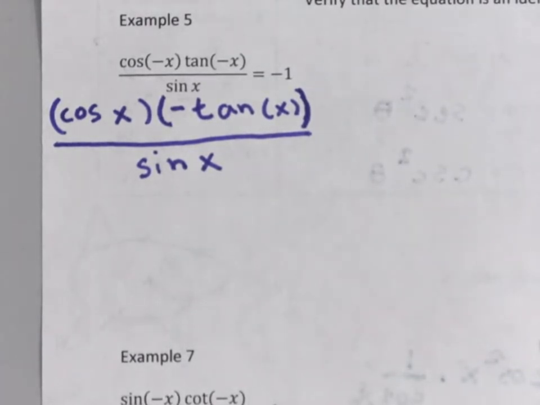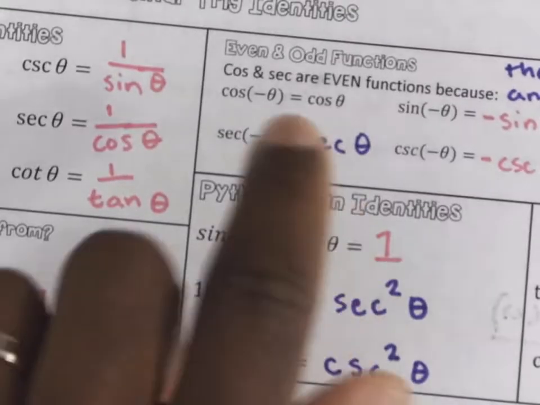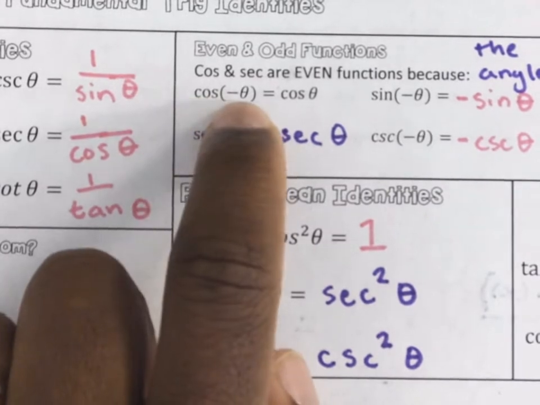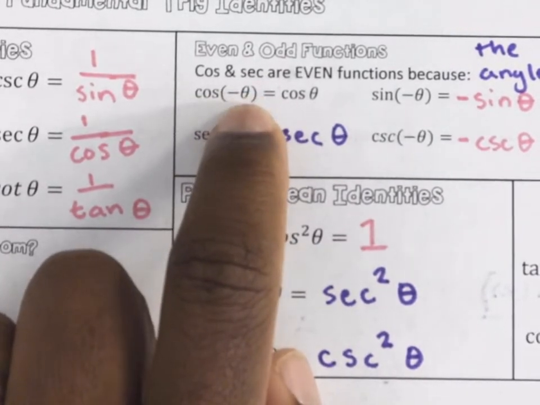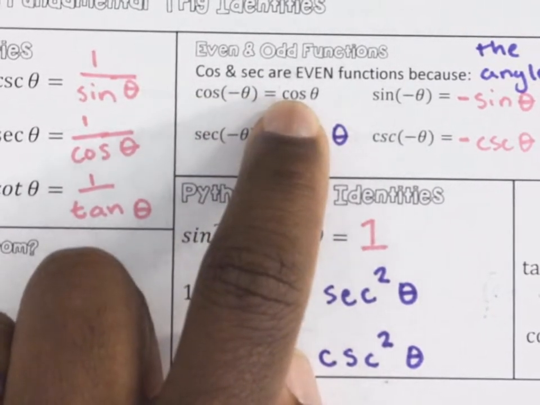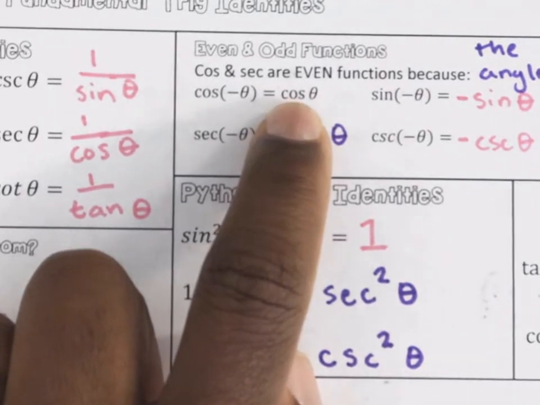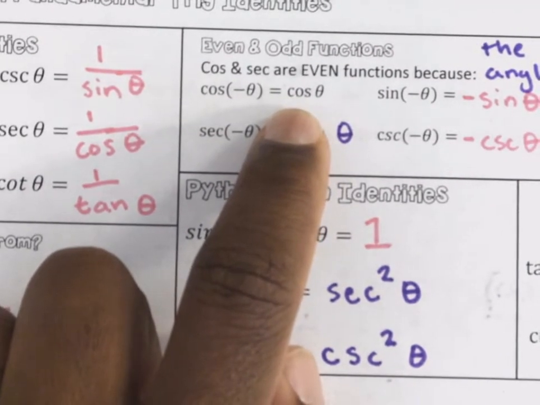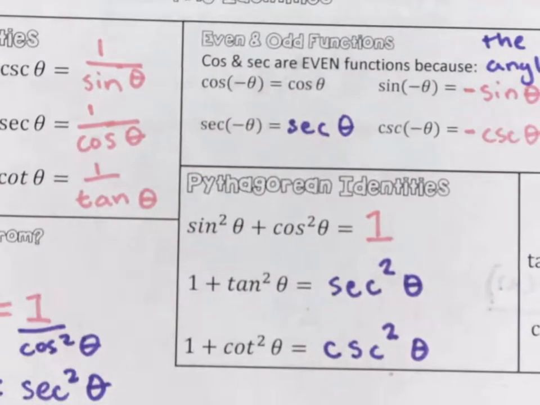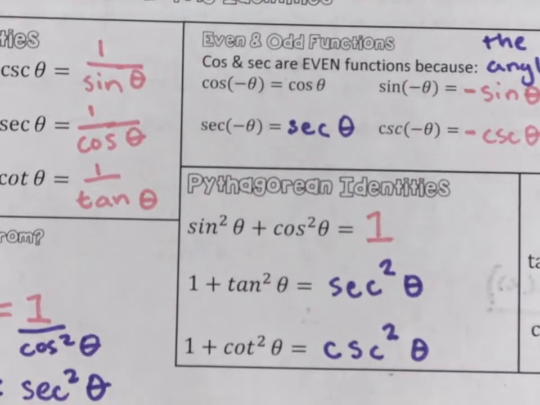Why should we make tangent negative and not cosine? Because I was following the identity. So if I have cosine of a negative angle, in this case negative x, I can just write it as cosine of a positive angle because the exact values come out to equal the same. So yesterday when we did cosine of 60 was 1/2, cosine of negative 60 was also 1/2.